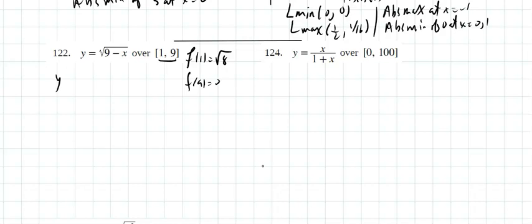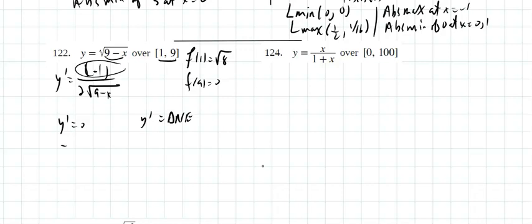Well, if I take a derivative, that's 1 divided by twice the square root of 9 minus x times the derivative of 9 minus x, which is -1 by the chain rule. Where does y prime equal 0? Where does y prime not exist? These are the critical numbers.